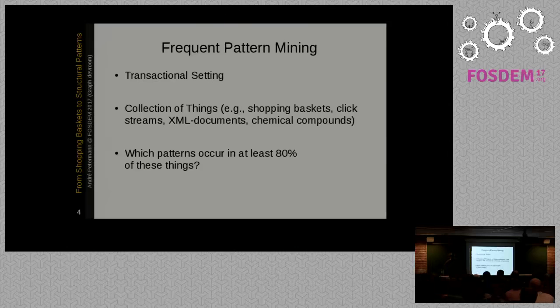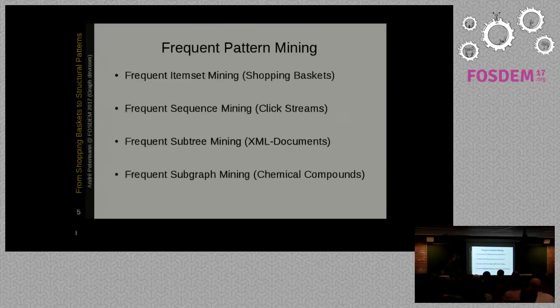And the frequent pattern mining can be categorized into the basic one, which is frequent item set mining, for example, shopping baskets, where we're just interested in which things frequently co-occur together. Then if we add a constraint that the order of items matters, then we have frequent sequence mining. For example, a clickstream. We're interested in which paths on a website users regularly go or something like that.